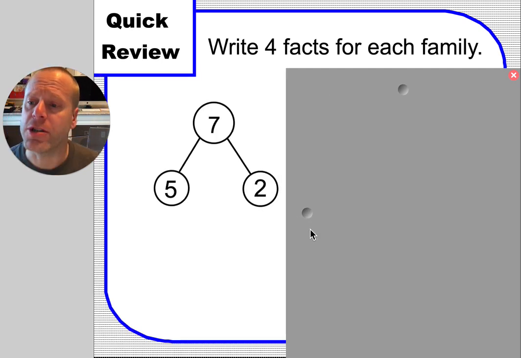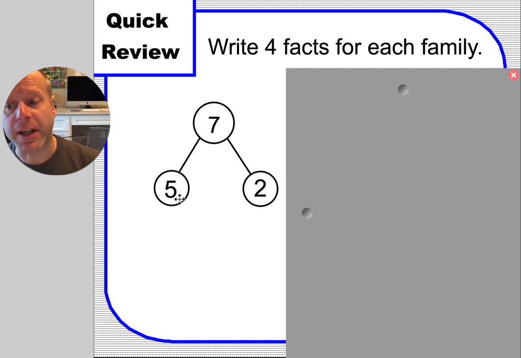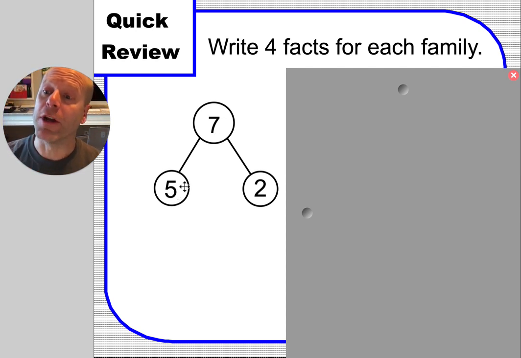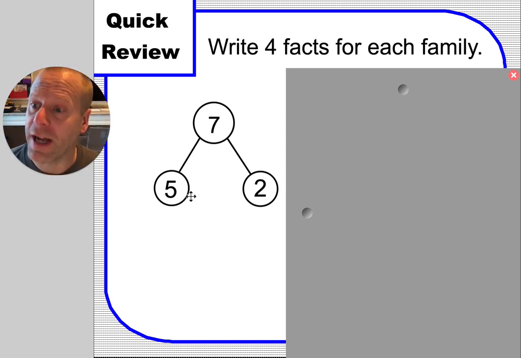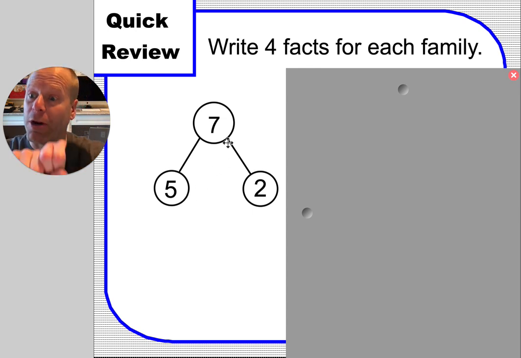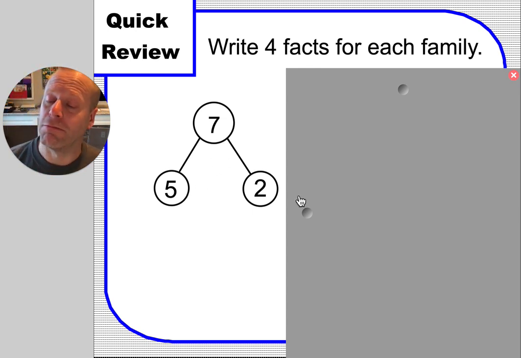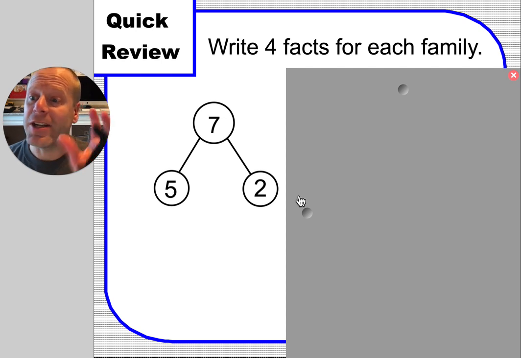So here's the first family. 7 is the whole thing. And inside of every 7 is a 5 and a 2. If you put a 2 and a 5 together, you get a 7. If you get a 5 and a 2 and you put them together, you still get a 7. If you take a 7 and you break it apart, you get a 2 and a 5. And if you break it apart another way, you get a 5 and a 2. I just gave you all 4 facts just by talking about them.